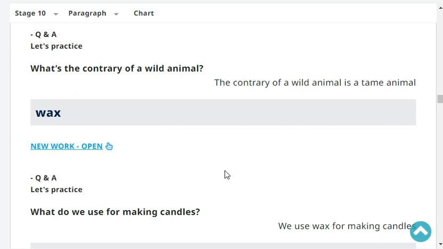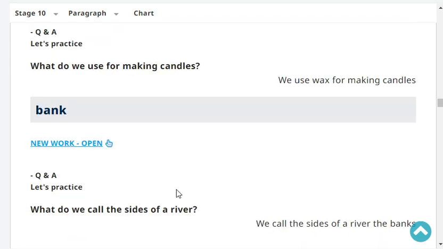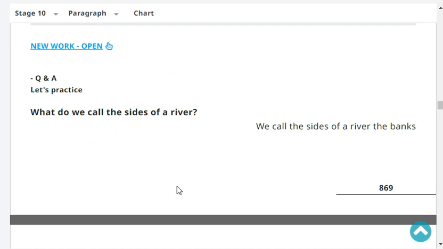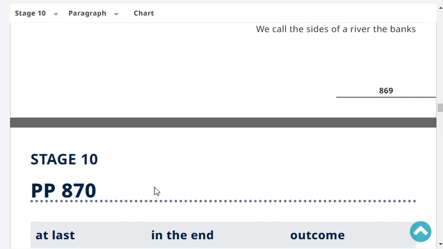What do we use for making candles? We use wax for making candles. What do we call the sides of a river? We call the sides of a river the banks.